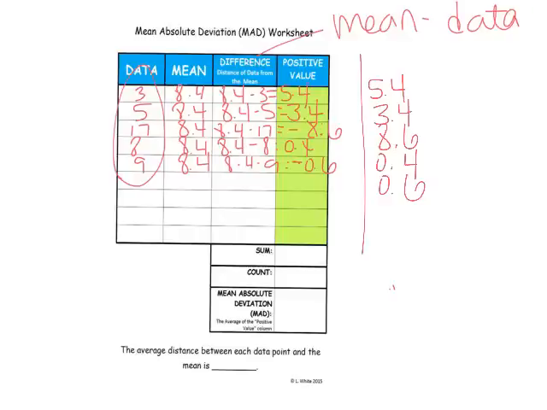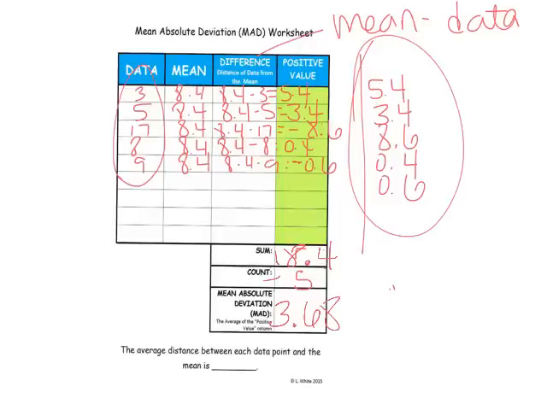Then count is how many numbers did we have. Sum, add all these numbers up again. So now you're going to add these 5 numbers together. So we get 18.4. Now you find the mean again by doing 18.4 divided by 5. And our MAD is 3.68. Now that's a relatively small number. So the average distance between each data point and the mean is 3.68. So the numbers are fairly close together. It's a measure of spread.